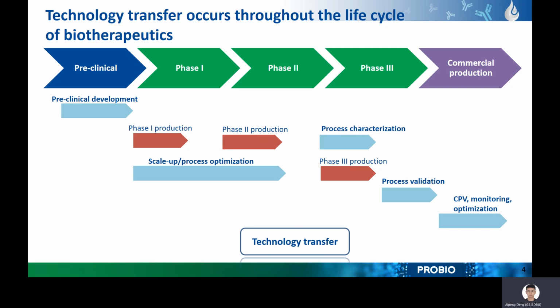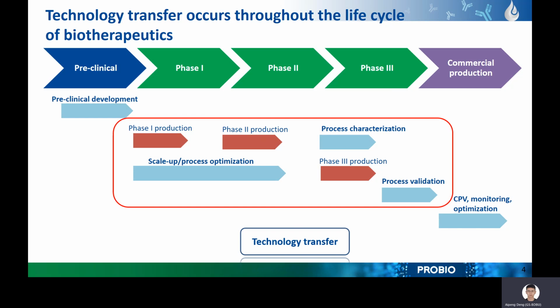As this slide shows, technology transfer can occur throughout the life cycle of a product, from preclinical development to phase 2 production. The main work of MSAT is scale up and process optimization. Then PC work should be conducted between phase 2 and phase 3 production. After design space was determined, process validation can be carried out. And nowadays, the concept of continuous process validation is more and more important. So MSAT should also monitor the commercial production continuously.